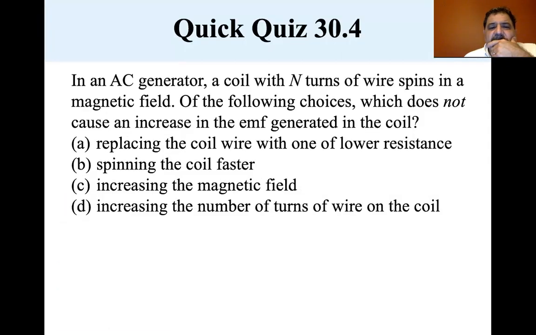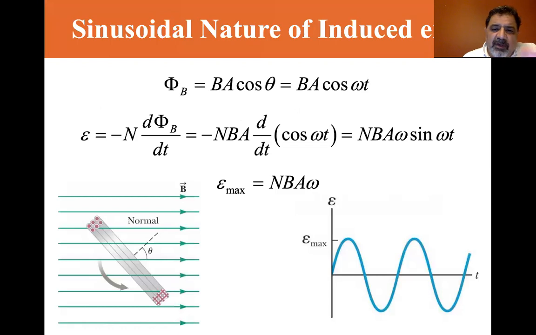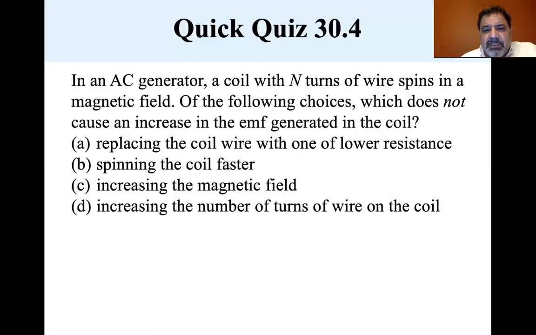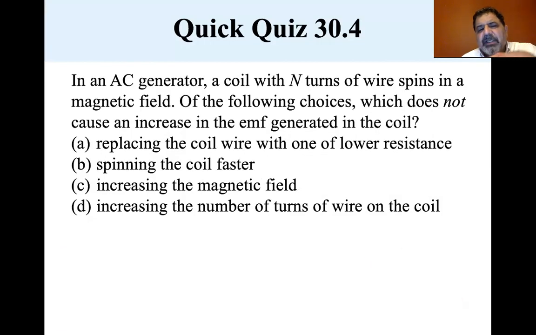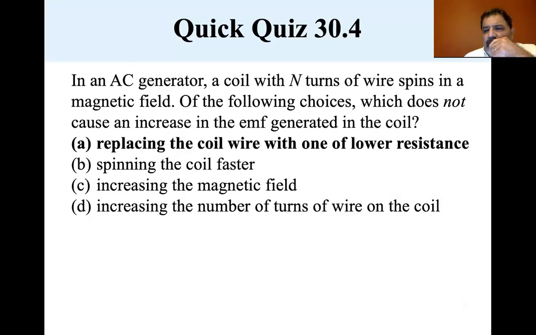Increasing the magnetic field? Well, if you increase B, E max goes up. Increasing the number of turns of wire in the coil? Certainly you see there's N there. So the answer is all of these would do it except replacing the coil with one of lower resistance.